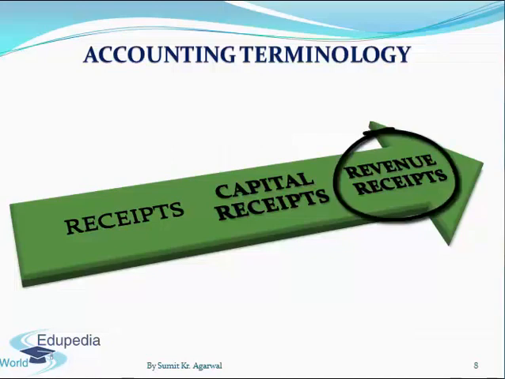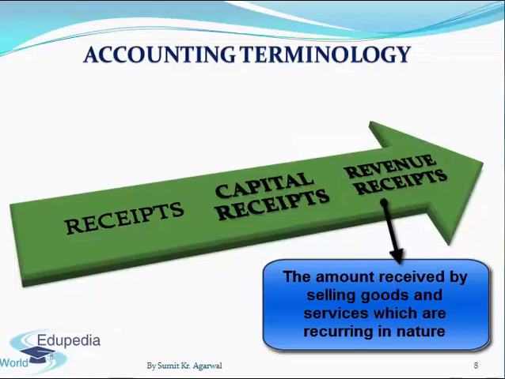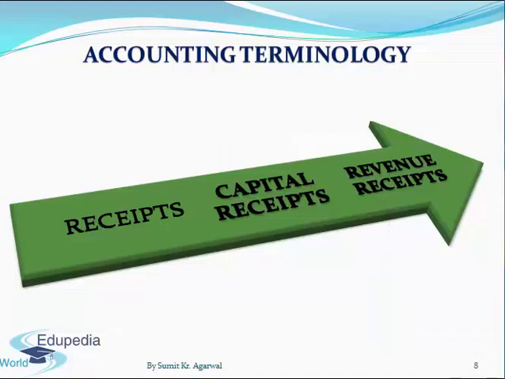Whereas revenue receipts are the amount received by the company by selling goods or services which are recurring in nature, which happens every time, every day, or every now and then. The frequency of these receipts are very high as compared to capital receipts. So any amount which is received from the regular transaction of a business is revenue receipt. It is the main source of income for business.